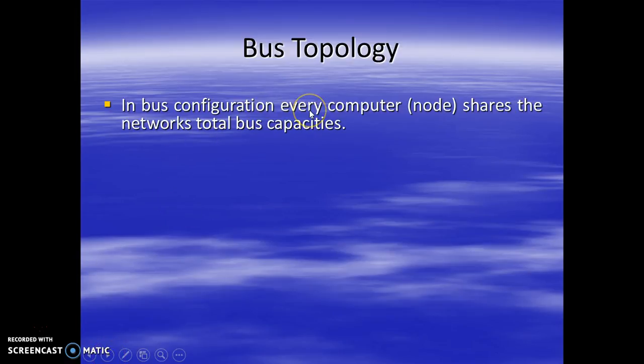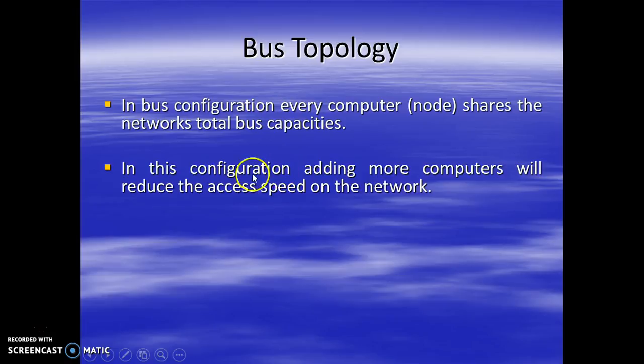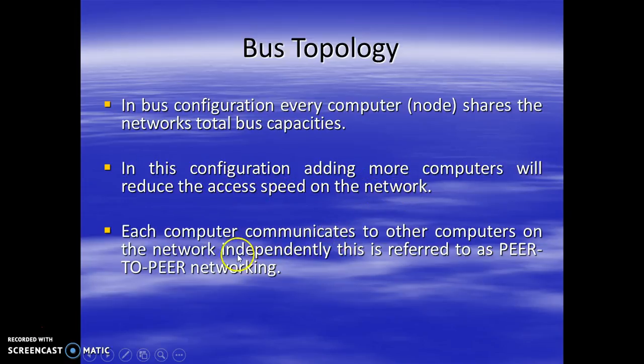In this bus configuration, every computer, or it can be called a node, shares the network's total bus capacity. Means at a time one can hire the total bus. In this configuration, adding more computers will reduce the access speed on the network. Each computer communicates to another computer on the network independently. This is referred to as peer-to-peer networking and the sender and receiver concept.